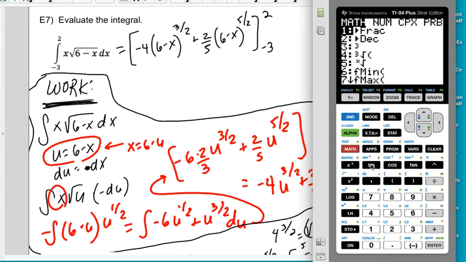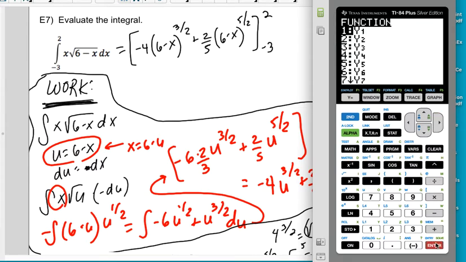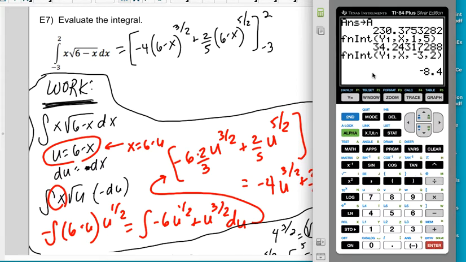So I'm going to go ahead and do math 9, which is function integrate. We're going to go ahead and integrate our y1 with respect to x from -3 to 2, and hopefully not go tragically awry. And what did I get?